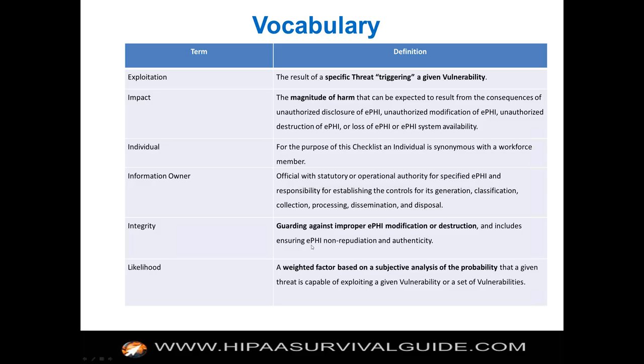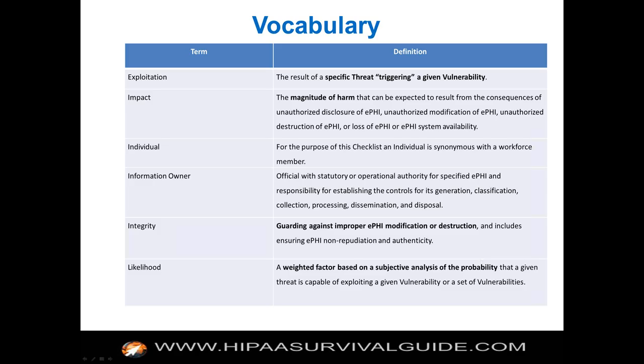What does integrity mean? Is it guarding against improper PHI modification or destruction? This is really something that occurs automatically when you're transmitting PHI across a wire, because there's checksums and other things built into the protocols to make sure that what was sent was what was received. If you're talking about PHI at rest on your SQL Server database, or your Oracle database, on your file servers, that's actually quite a different problem. Likelihood, again, likelihood here is a weighted factor based on subjective analysis of the probability.